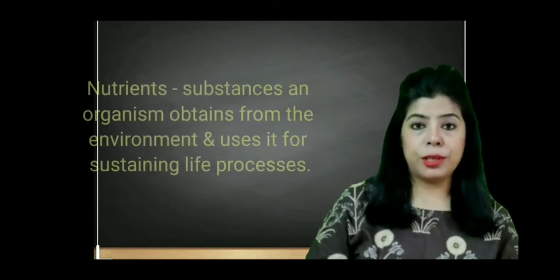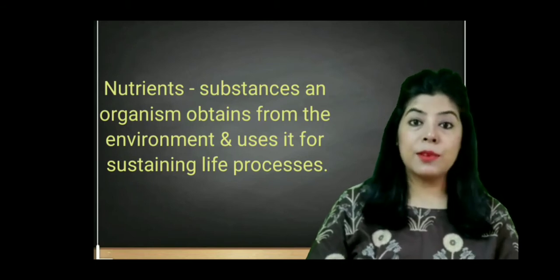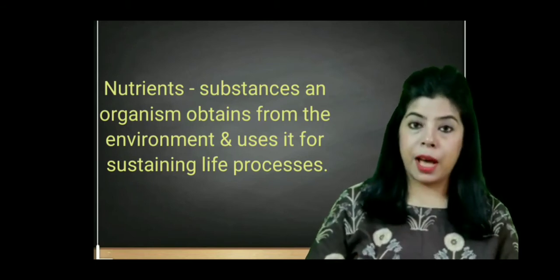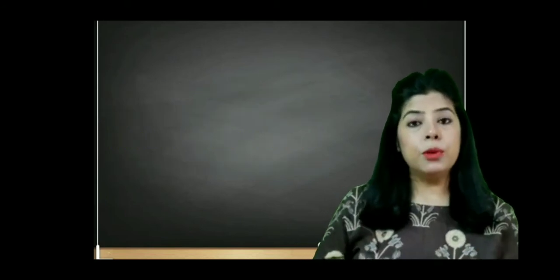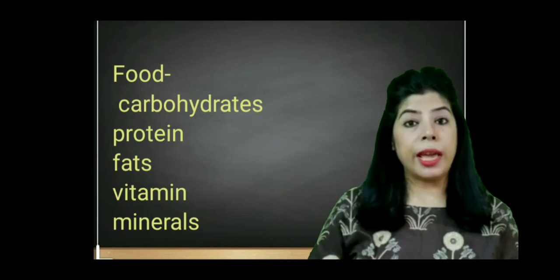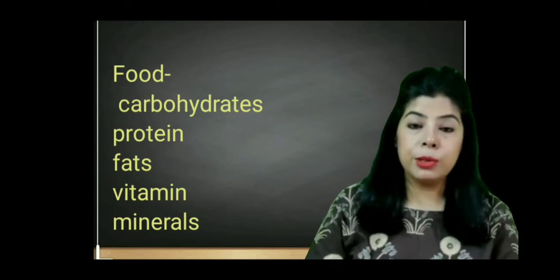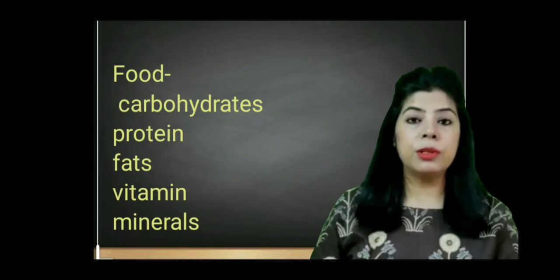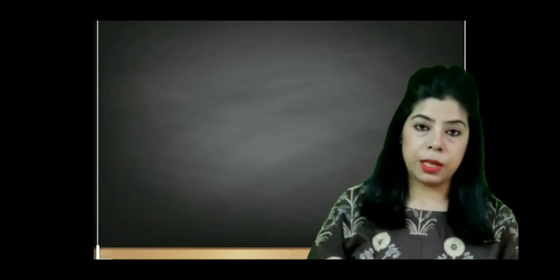Before coming to nutrition, let's talk a little bit about the nutrients. Nutrients are those substances which an organism obtains from the environment and then uses for various life processes. Like the food which we eat has a lot of nutrients in it, like carbohydrates, which are energy giving nutrients. Then we have proteins, which are body building nutrients. We have fats, minerals, vitamins. So all varieties of nutrients are there which an organism obtains.